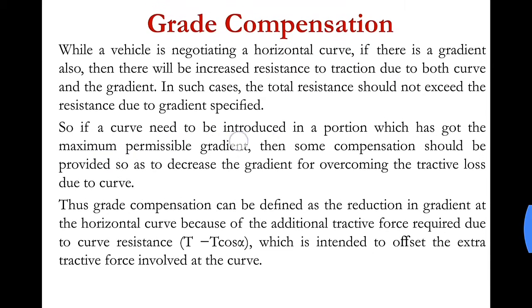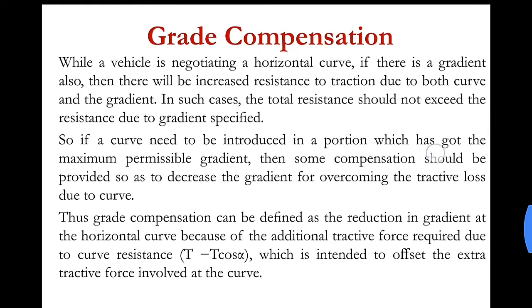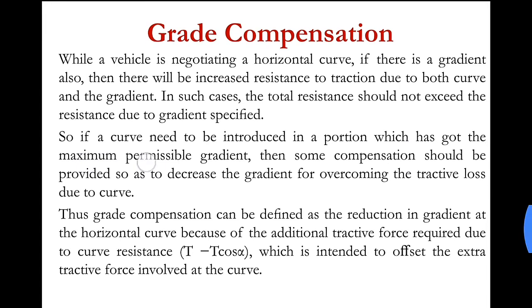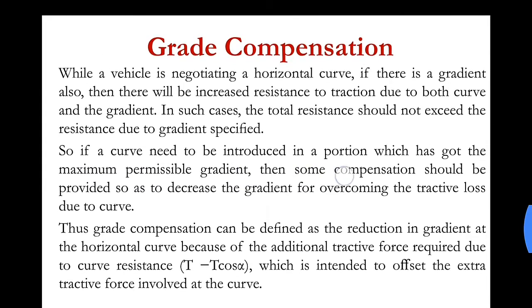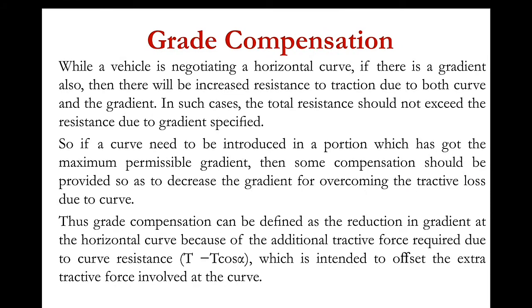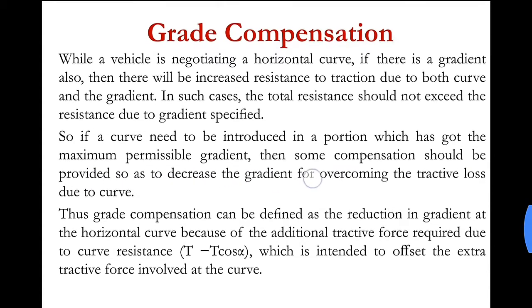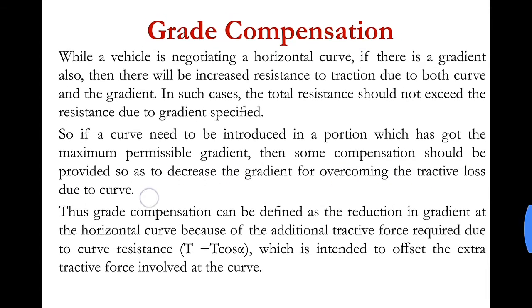So if a curve needs to be introduced in a portion which has got the maximum permissible gradient, then some compensation should be provided so as to decrease the gradient for overcoming the tractive loss due to the curve. So there is some traction loss due to the presence of a curve. Now again, if we introduce a steeper gradient at that portion, then it would provide more resistance to travel. We do not require that.